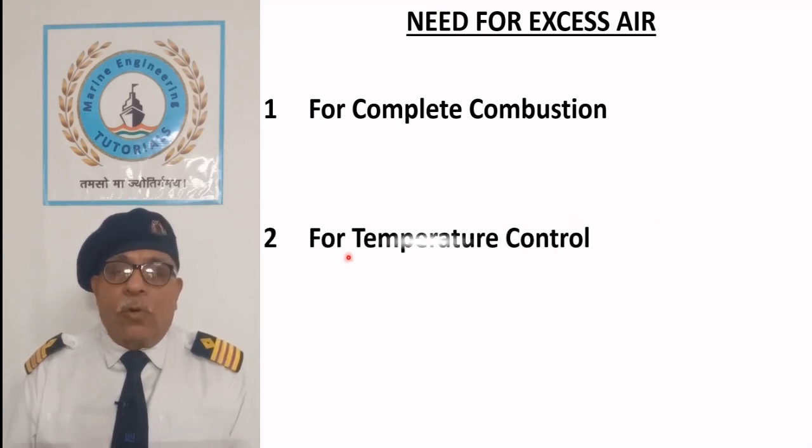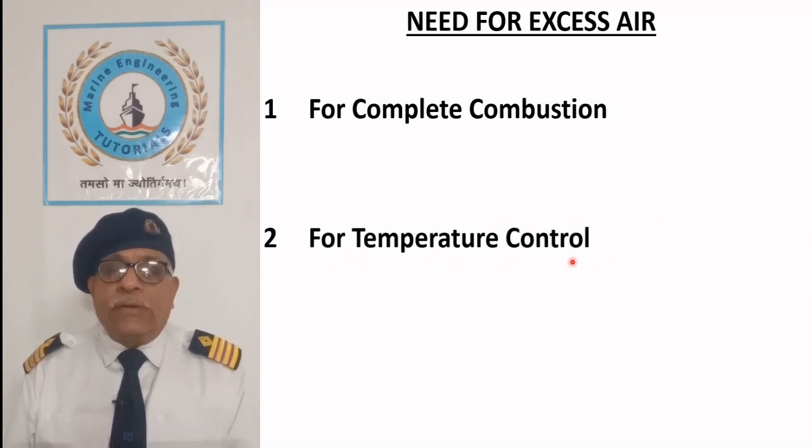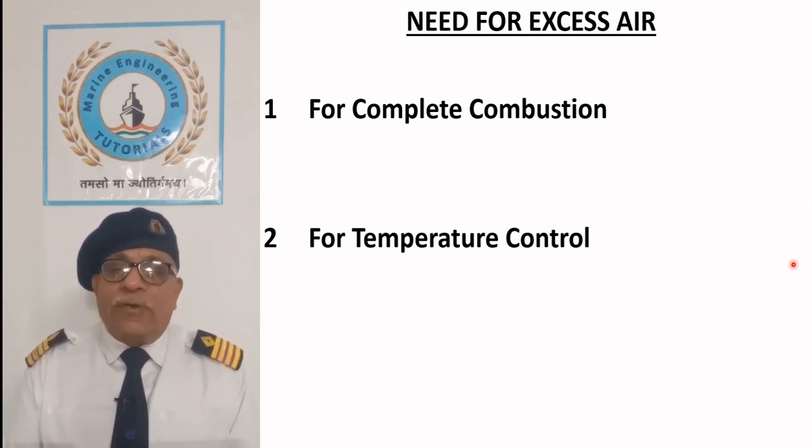For temperature control, excess air is used to control the combustion temperature. It helps to prevent the temperature in the furnace from becoming too high, which could lead to the formation of nitrogen oxides, which are harmful pollutants. By regulating the amount of excess air, combustion temperature can be controlled within the desired range.